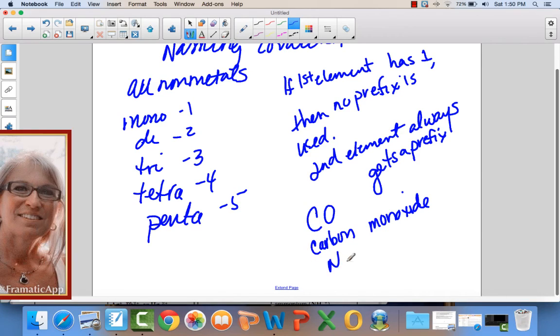Another one could be NO2. So this is just nitrogen because there's 1. And then there's 2 oxygens, so the prefix for 2 is di. So this is dioxide. Still ends in IDE because they're binary.